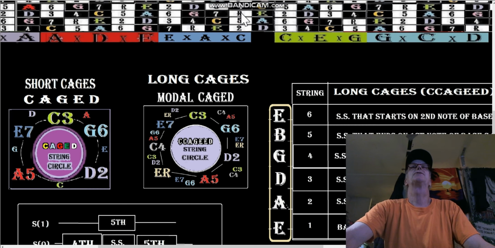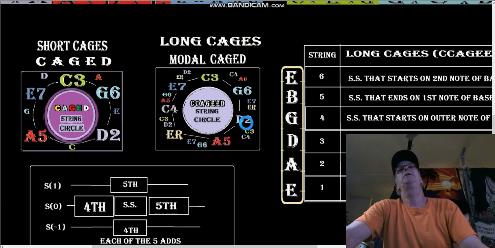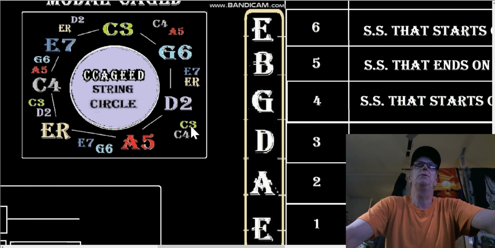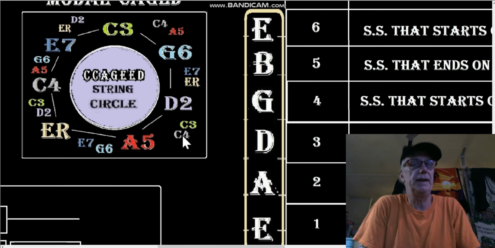So let's look at our circles for that. It always helps to look at the circles. ER, A5, D2, G6. You see how we're going around this way in the modal caged. In between, so we would have had to figure this out. We have to skip to completely linked, modal linked cages.